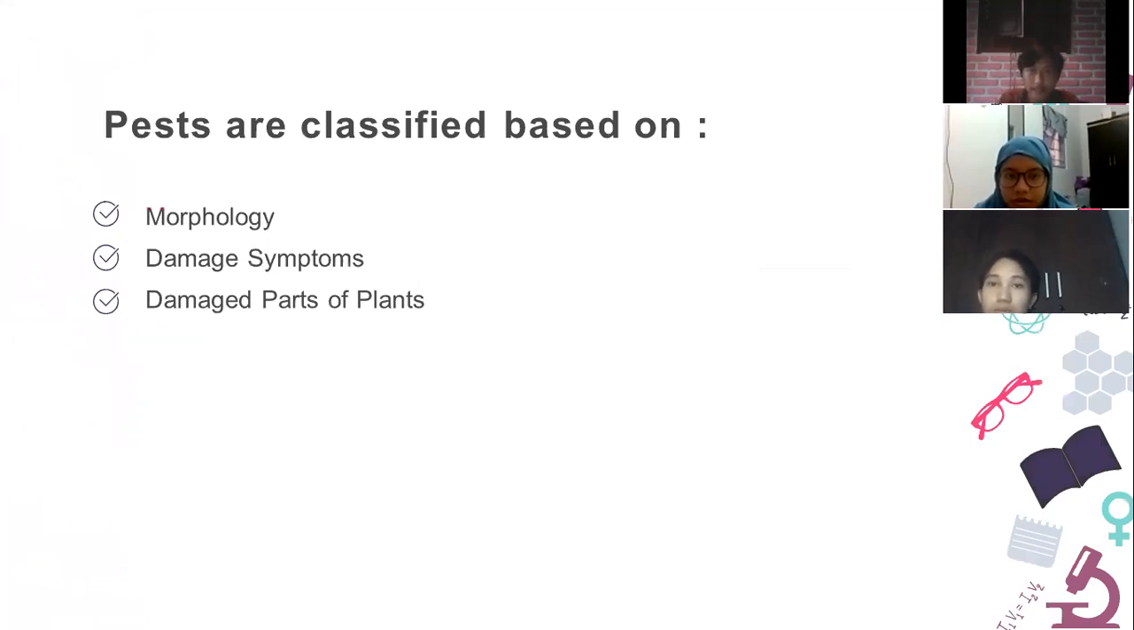So we have 3 points that we want to talk about. The first one is morphology: pests classified based on morphology. The second one is damage symptom. And the third one is damaged parts of plants.